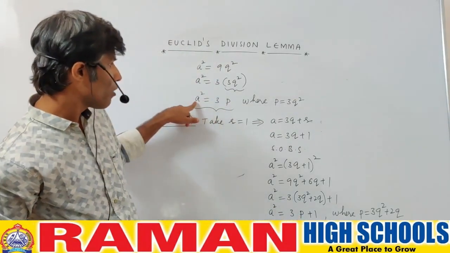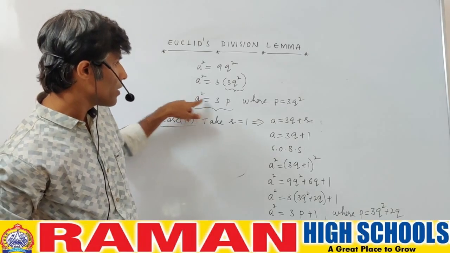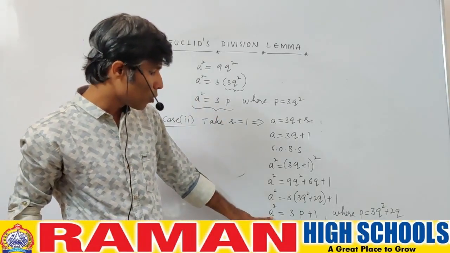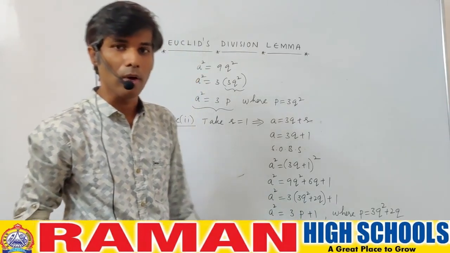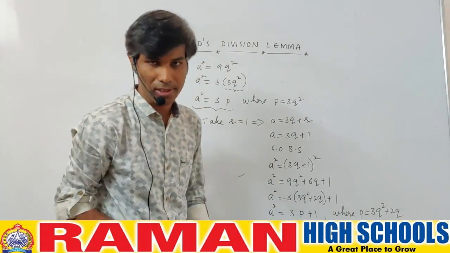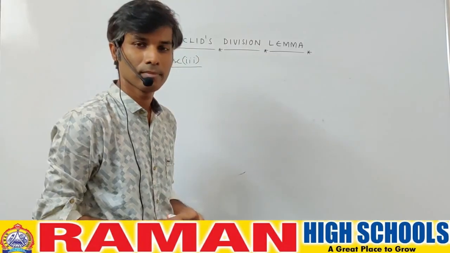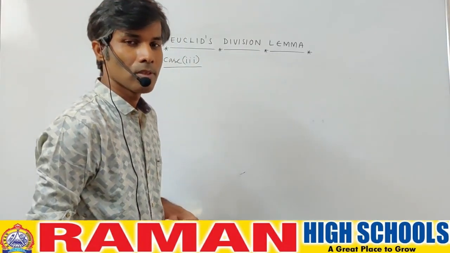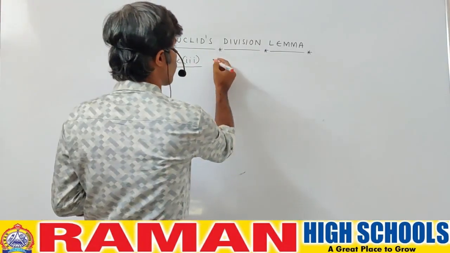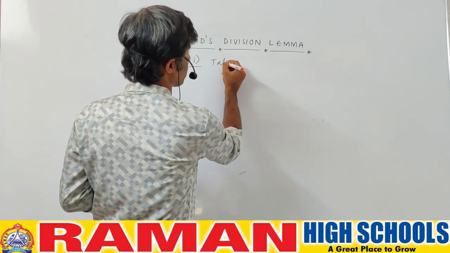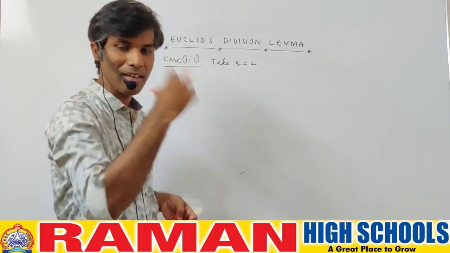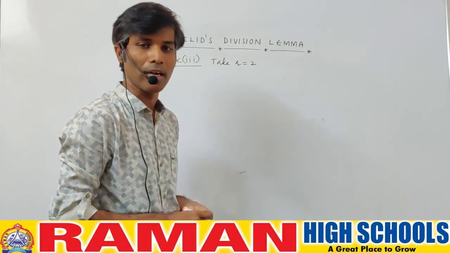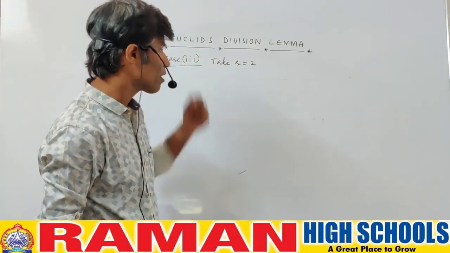In the previous case we have proved that the square of a positive integer is 3p. Now we have proved the square of a positive integer as 3p plus 1. Let us see the next case. So in case 3, let us take r equals to 2. In previous cases we have taken r equal to 0 and r equals to 1. Now r equals to 2.